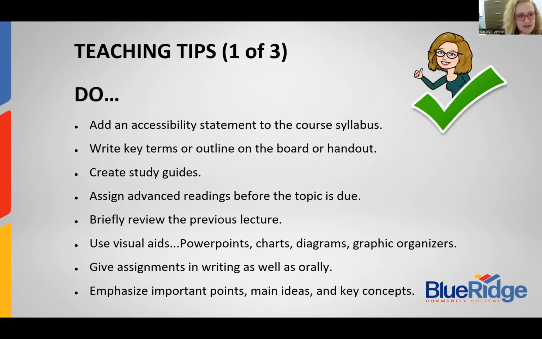First one is to add an accessibility statement to your course syllabus. So that just means having a little blurb about accommodations, and students who may need accommodations need to contact the Disability Services office. Make sure that you have the phone number and how to contact me on there. It's really helpful to write out key terms or some kind of lecture outline on the board or give it as a handout. Creating study guides is very, very helpful.